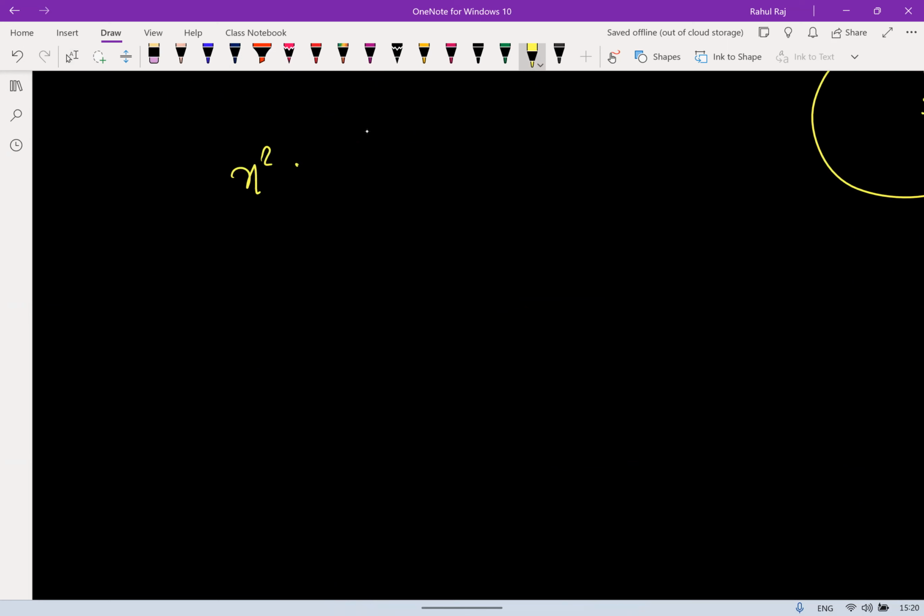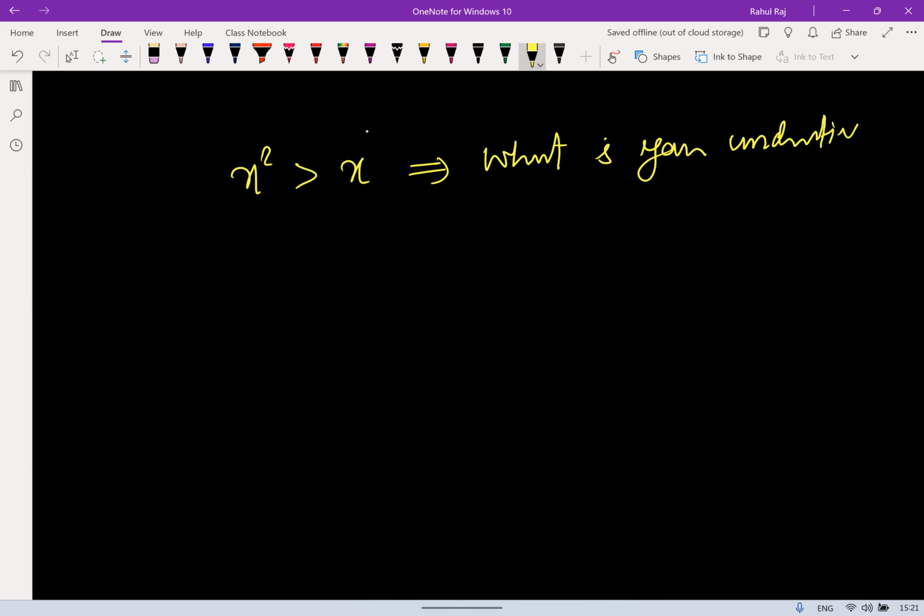So imagine I say x square greater than x. Can you please tell me what is your understanding from here? Just try to understand the language of math. What is your understanding from here? Please tell me.